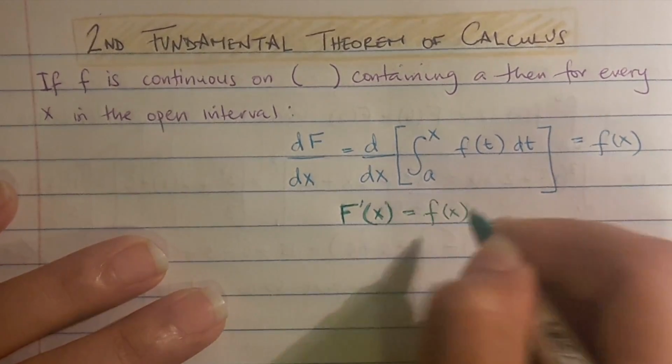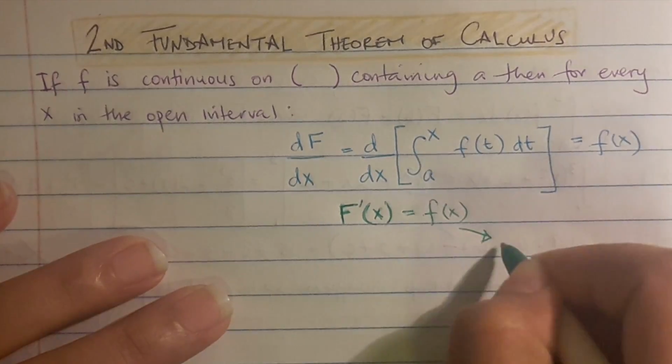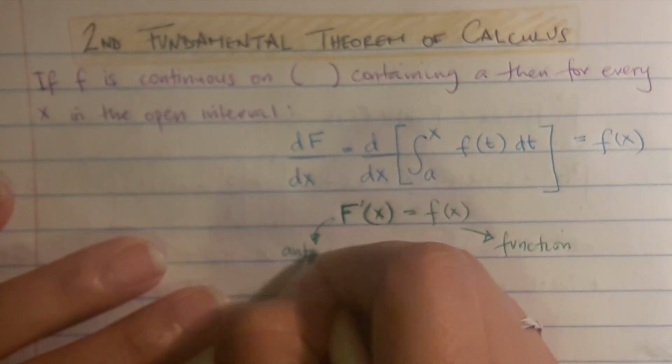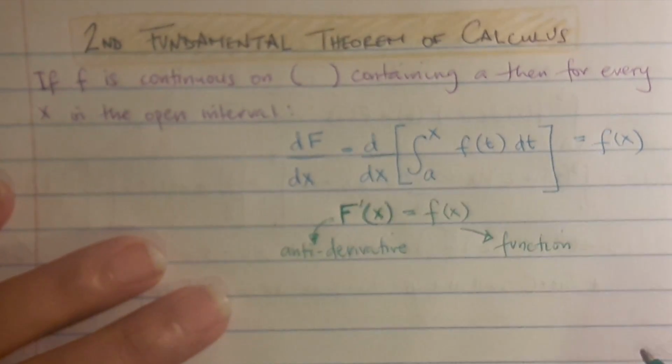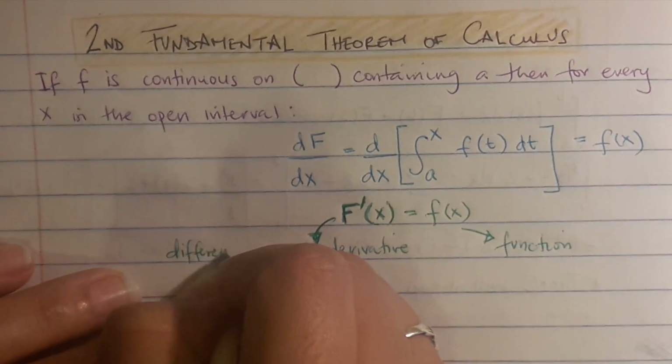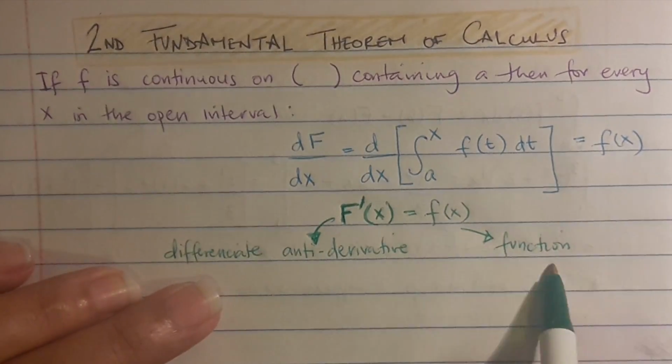So basically, when you take the derivative of the antiderivative of f of x with respect to x, it's going to give you back the original function with respect to x. Color in antiderivative.